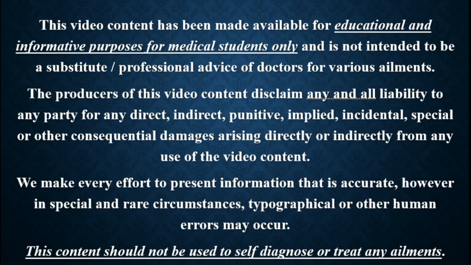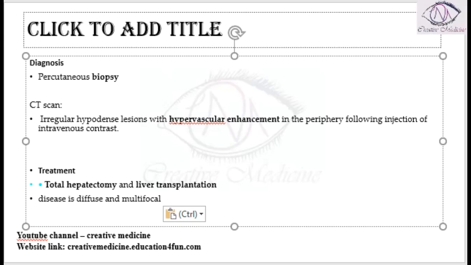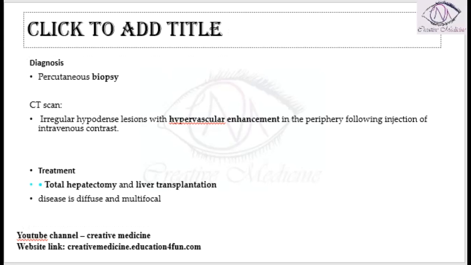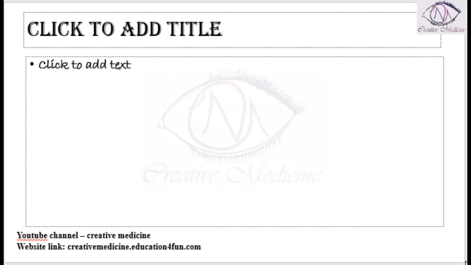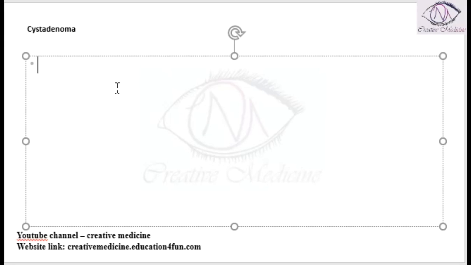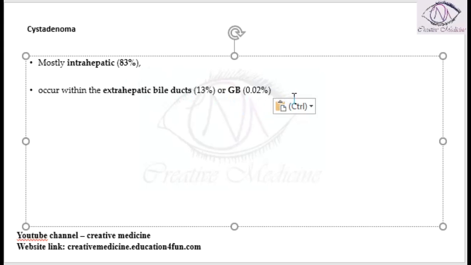In this lecture, we will learn about cystadenoma. Cystadenoma is mostly an intrahepatic tumor, seen in almost 83% of cases. It can also occur in the extrahepatic duct or common bile duct, or in the gallbladder.